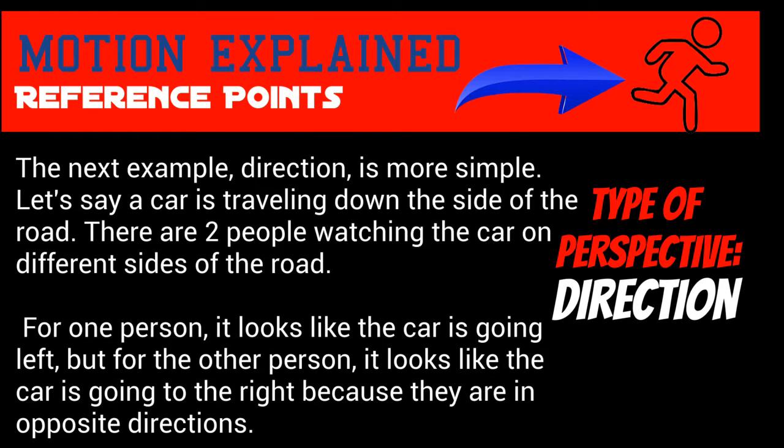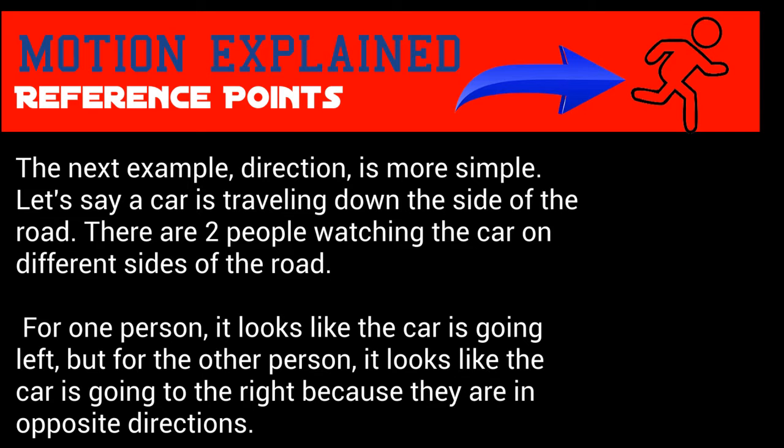Let's say a car is traveling down the side of the road. There are two people watching the car on different sides of the road. For one person, it looks like the car is going left, but for the other person, it looks like the car is going to the right because they are in opposite directions.